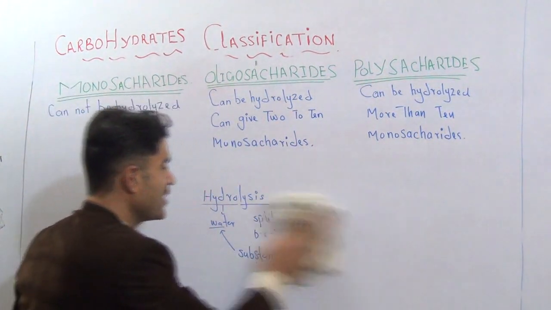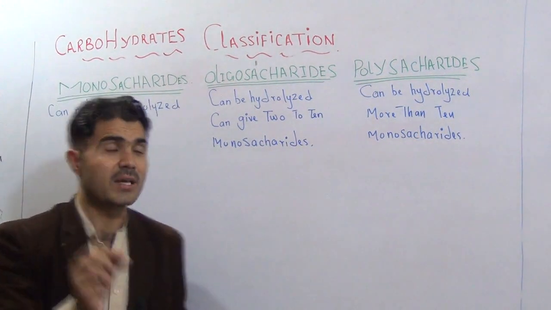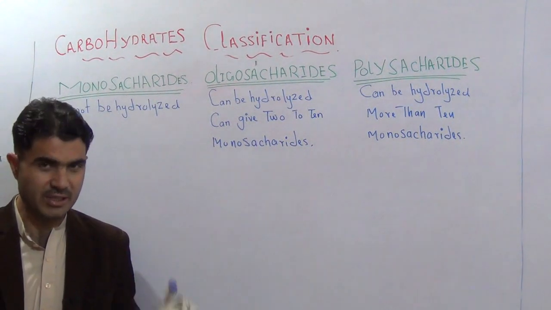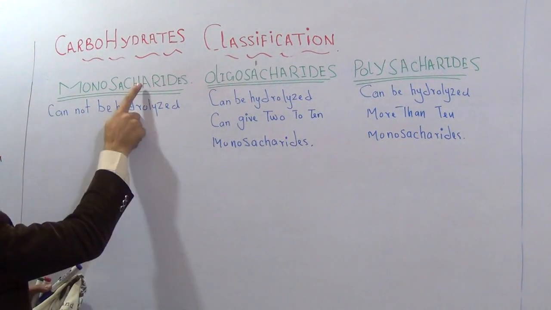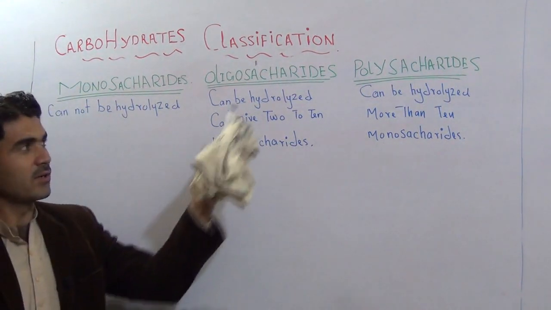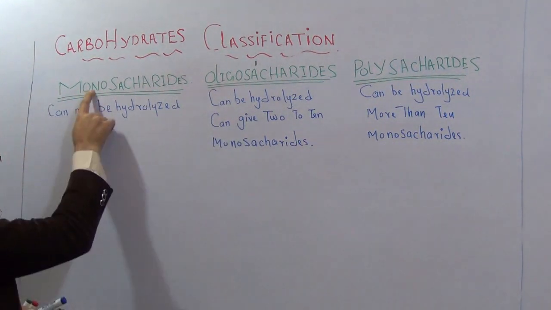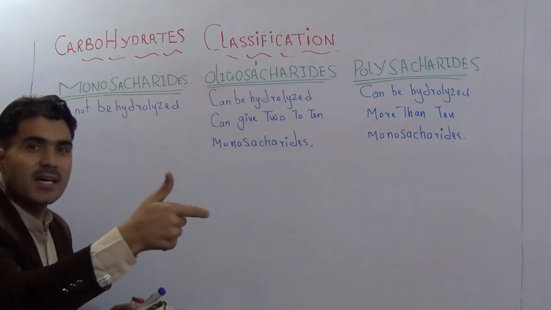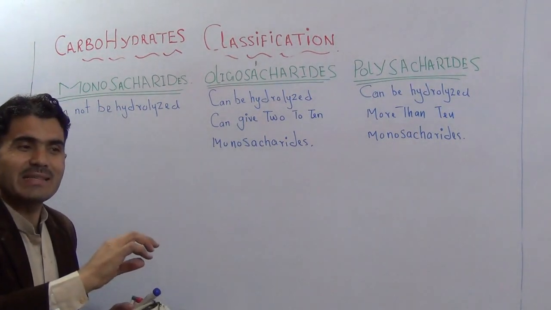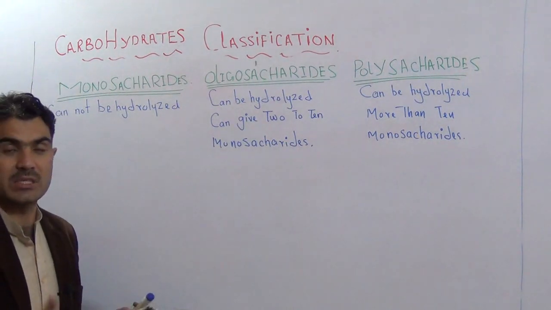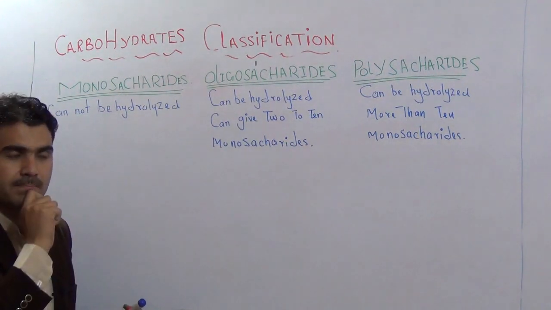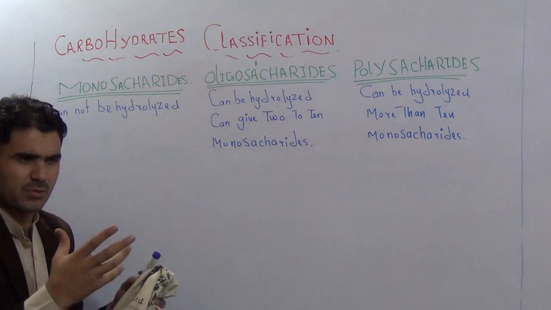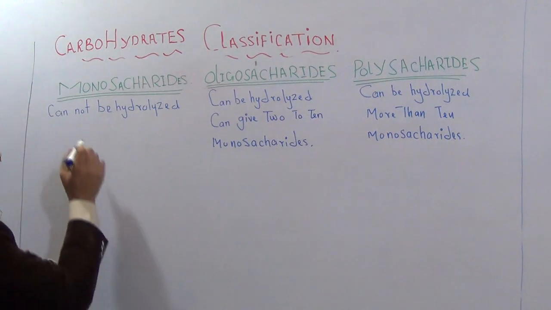Okay, after hydrolysis we will come now to the classification here. Carbohydrates are classified into three categories. The first one is called the monosaccharides, the second oligosaccharides, and the third polysaccharides. If you come to the monosaccharides, what is mentioned here? A monosaccharide is that carbohydrate which cannot be hydrolyzed. This is something that usually makes students feel a little bit of confusion, right? Cannot be hydrolyzed.